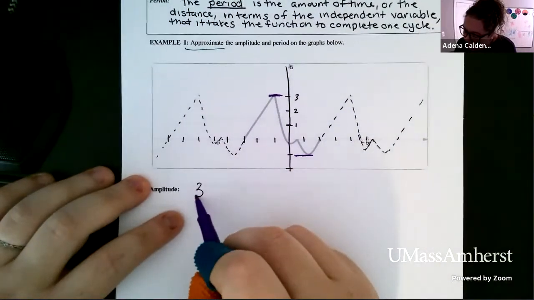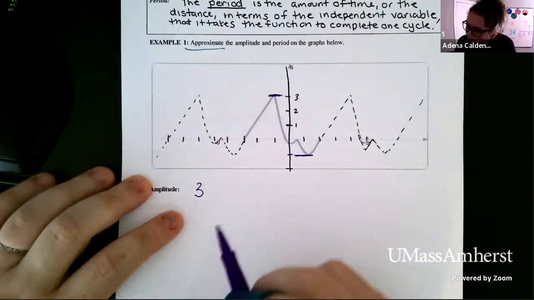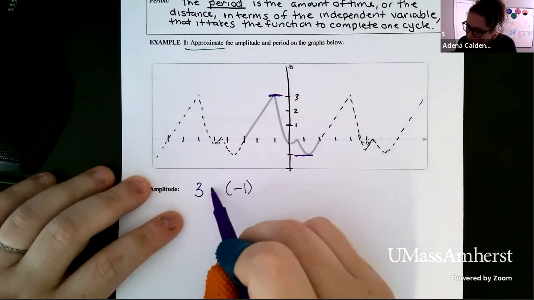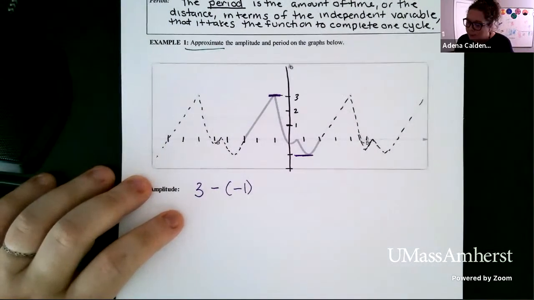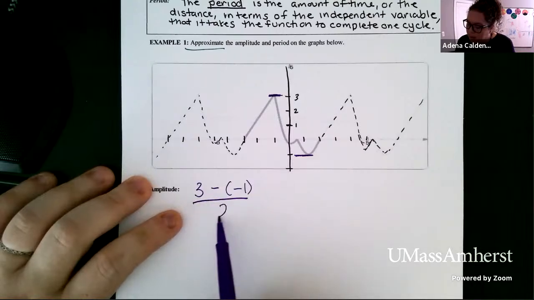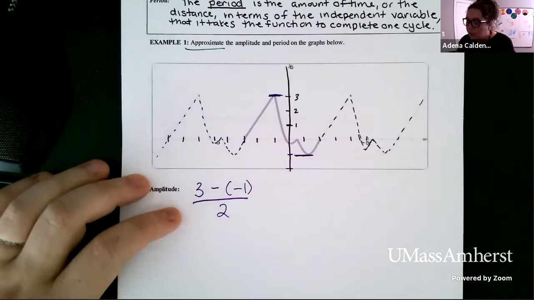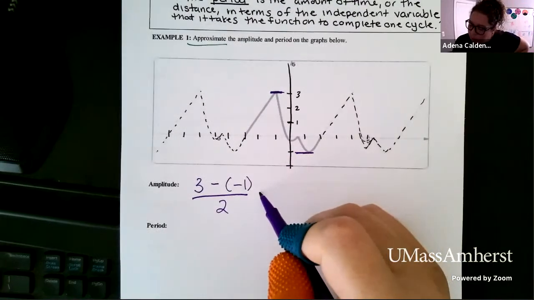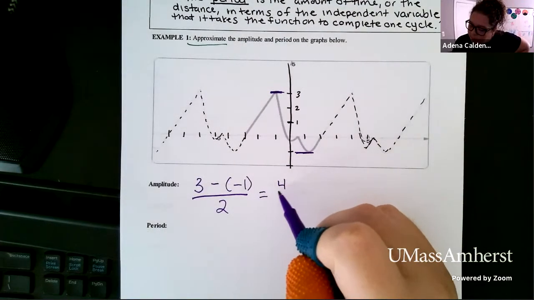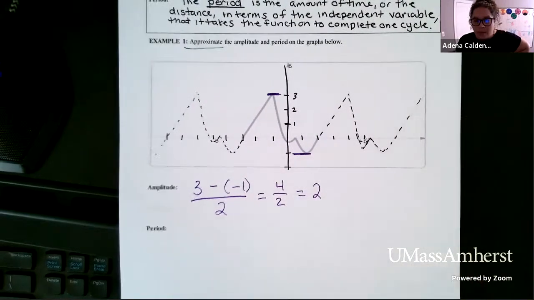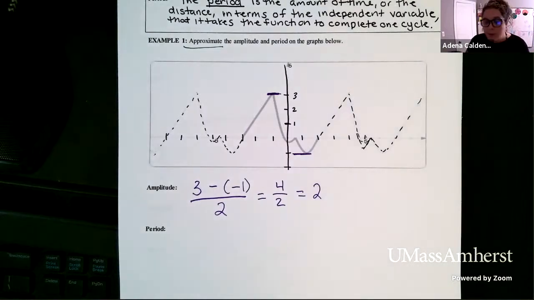I'm going to call this max 3, and I'm going to call this min -1, and we are subtracting for our formula. So we have the max minus the min, divided by 2. We have to be a little bit careful when we do this because we're subtracting a negative. So 3 minus -1 is 4 over 2. 4 divided by 2 is 2. So the amplitude here is 2.